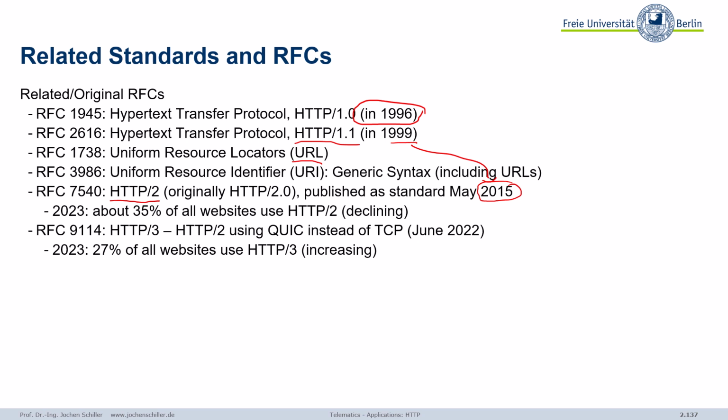It's HTTP version 3, no big surprise, which is basically HTTP 2, but now replacing the classical TCP protocol, layer 4 protocol, using a new protocol, QUIC. We will have a more detailed look into QUIC in a later chapter. And right now, almost 1/3 of all websites already use this HTTP 3. I will show you where the benefits are and why we see increasing use of HTTP 3.